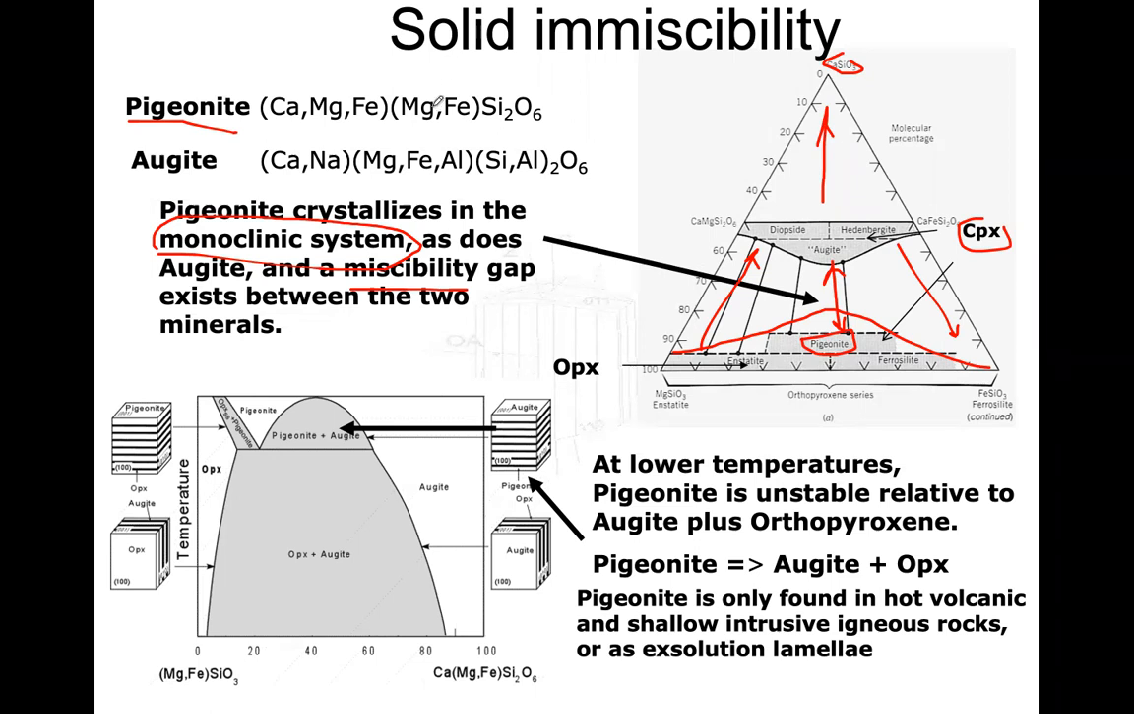They are non-mixing, right? That's why you have a gap there. They cannot be mixed together, so they are non-mixing and a miscibility gap is there. In other words, you can call them immiscible. So this miscibility gap is there.